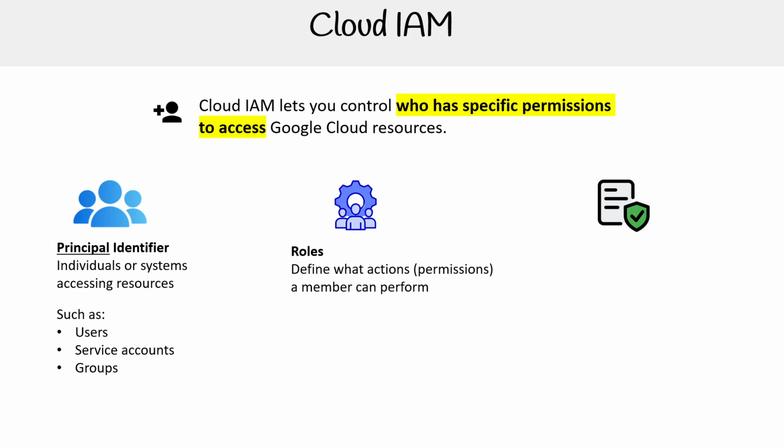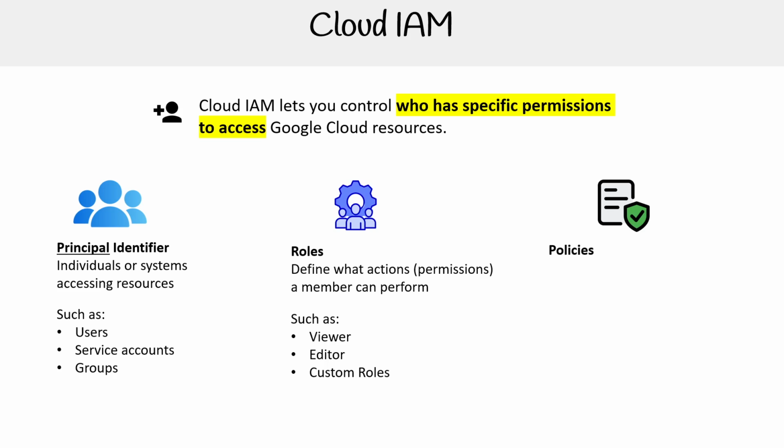Then you have roles. So this defines what action or permissions a member can perform. And so this example roles could be things like viewers, editor, or custom roles. You can make your own. And we'll talk about some of the most popular roles in GCP so you have an idea.